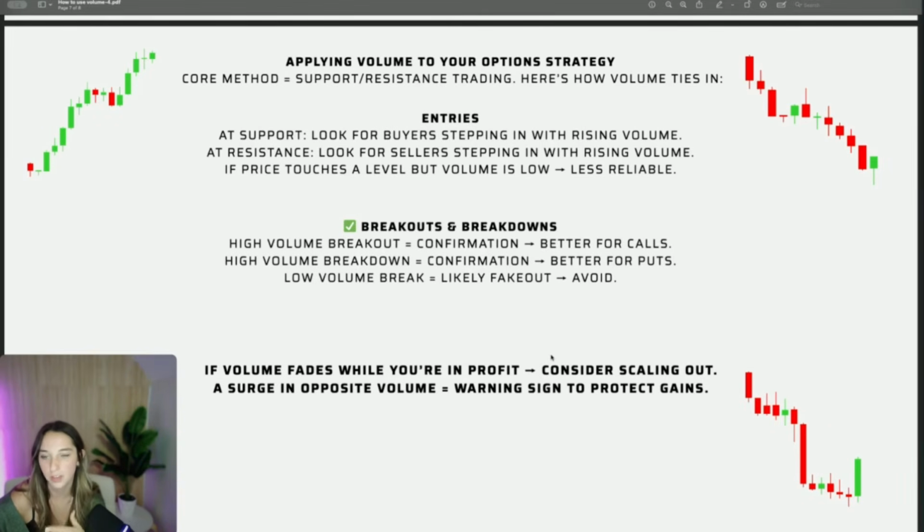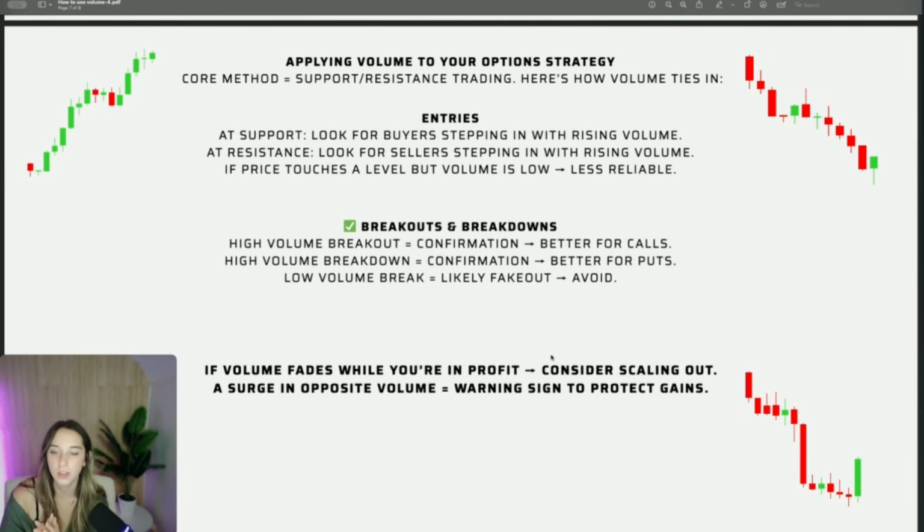So for breakouts and breakdowns, you want to see high volume breakout above a resistance level. You want to see a lot of buyers coming in, because if you don't see that and you're just trading a straight up breakout, you're going to get faked out 1000%. Now, for a breakdown or a break from a support level, you want to see lots of sellers starting to come in. But if you have low volume or you're just not seeing the conviction there, that is going to be a fake out. I can almost guarantee it. And that's where you might be messing up in your trading, is not including volume.